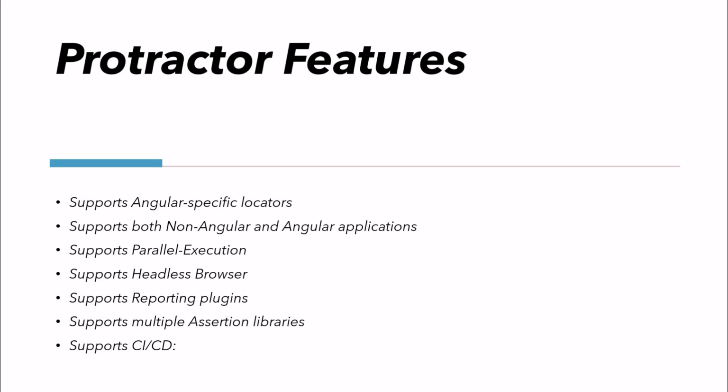Protractor supports parallel execution, headless browser. It also supports reporting plugins, multiple assertion libraries, and also supports CI/CD, which is basically Jenkins. So guys, first and the second pointer is very specific to Protractor, where it supports the Angular specific locators, and it also supports both Angular and non-Angular applications. Rest of the all pointers are which are common to both Selenium and Protractor.